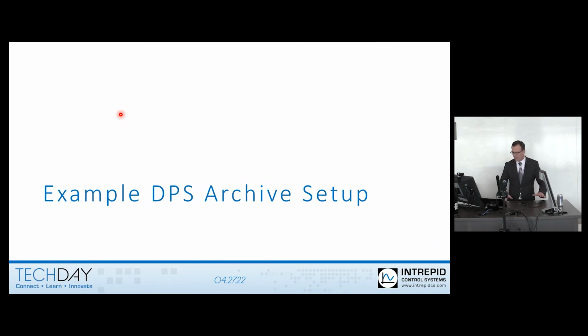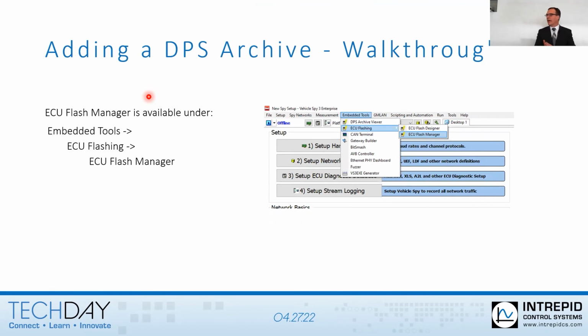Okay, so what I have for the last part here is we're going to walk through the process of loading in a DPS archive and setting everything up for just one. You then just repeat that. So we'll jump into this, first of all going to the tools, which, as you can see here, is under embedded tools, then ECU Flashing. We're going to use the ECU Flash Manager. The Flash Designer is where you would use that GUI to build a new setup, and the Flash Manager is where you would load those setups and manage flashing those into the ECU. We're going to go through the example of the Flash Manager with the DPS archive, because it's one of those cases where that sequence is already pre-built for you.